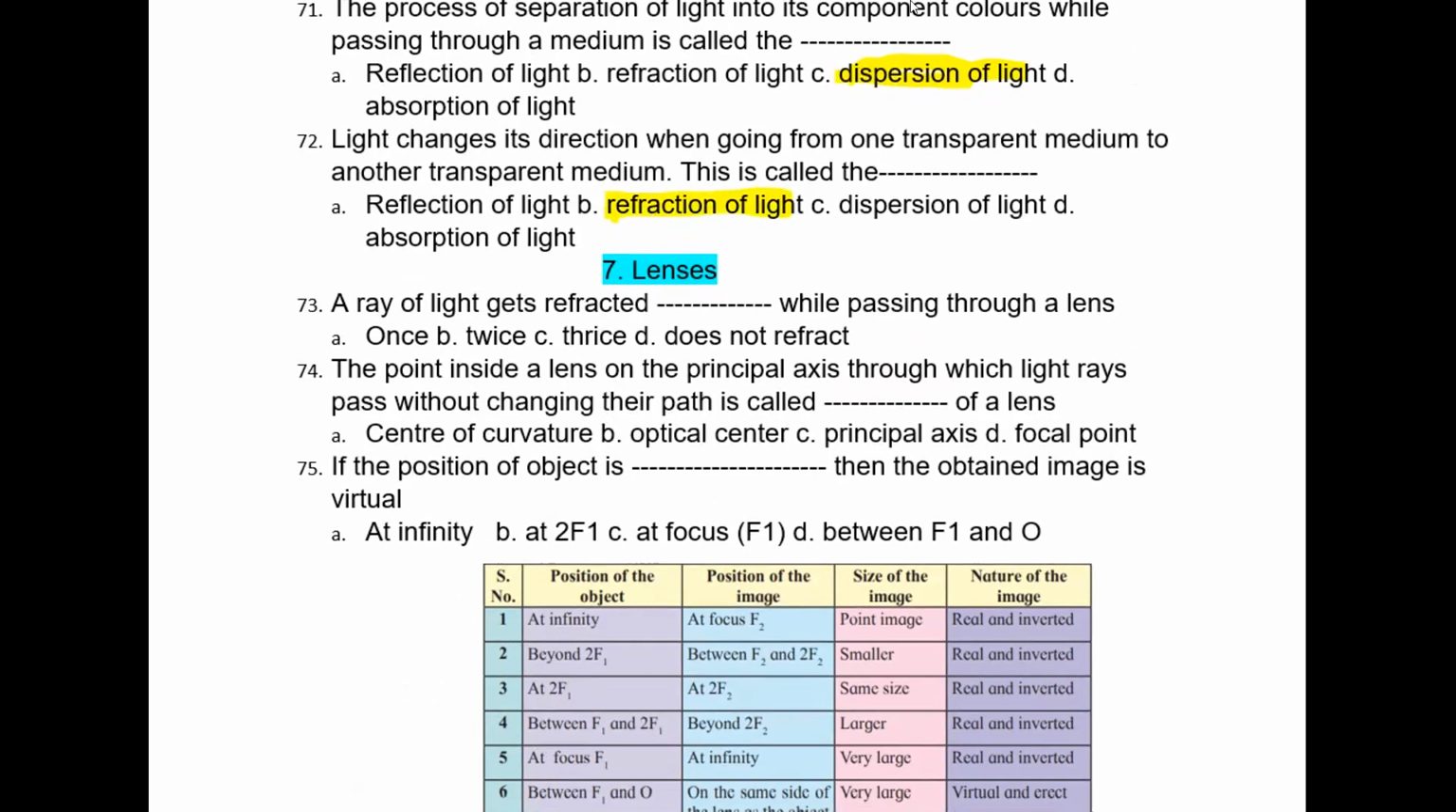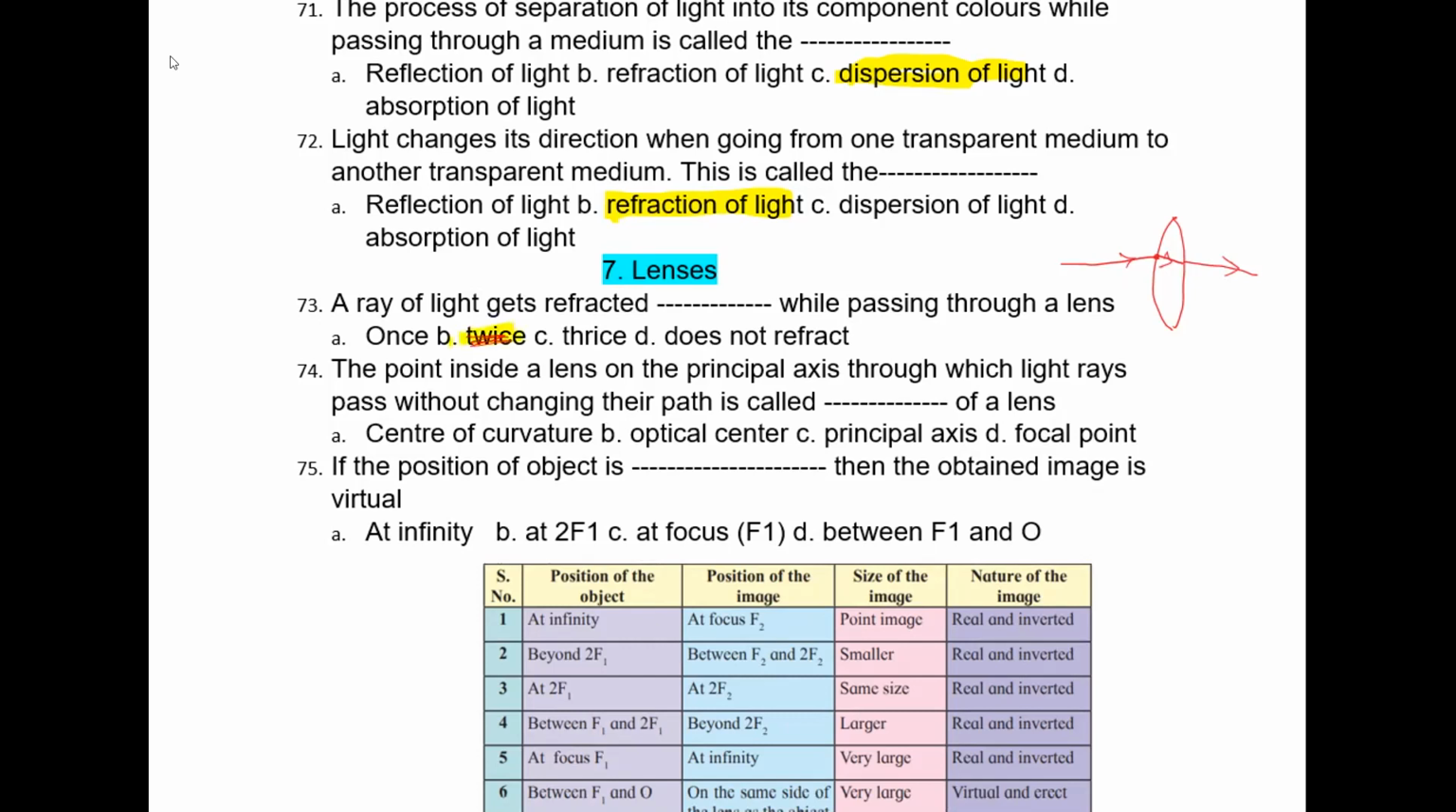Next question. A ray of light gets refracted dash while passing through a lens. We know that when a ray of light passes through a lens, first refraction will take place. That means medium change, air to glass. So here refraction is taking place. Then again from glass to air, so here also it will undergo refraction. So in lens, refraction is taking place 2 times. Options are once, twice, thrice, does not refract. Answer is twice, that means 2 times.